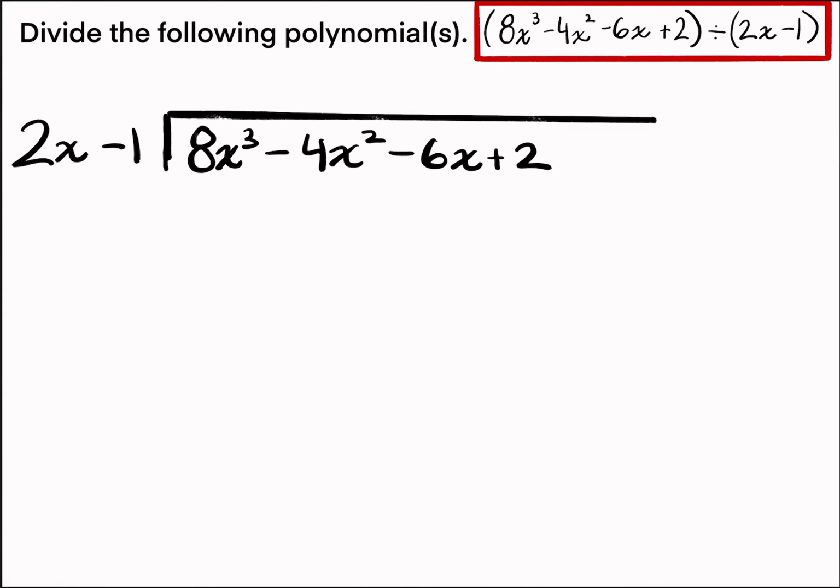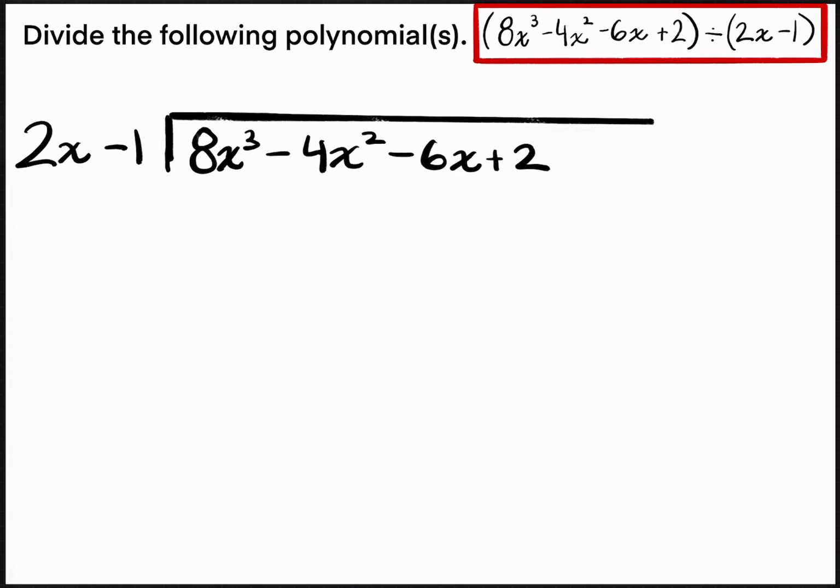So this is our example. We have 8x cubed minus 4x squared minus 6x plus 2 divided by 2x minus 1. So the dividend goes on the inside, which is this long polynomial, and then the divisor goes on the outside. Now, what times 2x minus 1 will give you 8x cubed minus 4x squared? That would be 4x squared. 4 times 2 gives you 8.